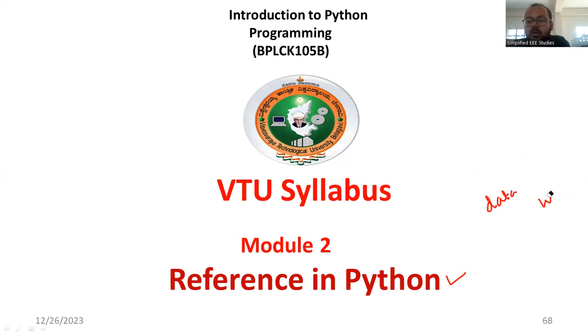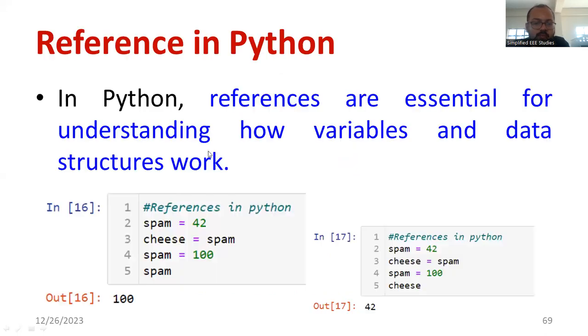What is the meaning of reference in Python, with the help of some examples. So let's have a discussion. First and foremost, we are going to discuss the importance of references. References are very essential for understanding how variables and data structures operate. That is the meaning of referencing. For example, let us give an example.